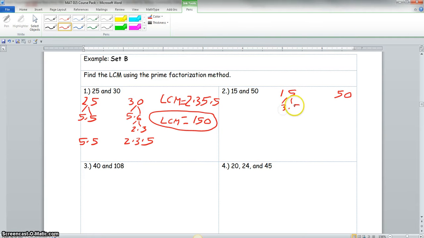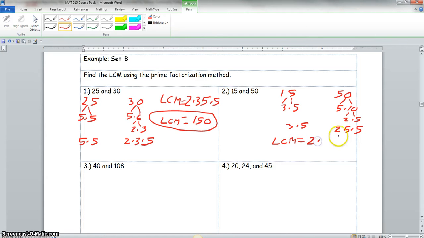15 we know breaks down to 3 times 5. 50 breaks down to 5 times 10. And 10 breaks down to 2 times 5. So our prime factorization of 15 is 3 and 5. Our prime factorization of 50 is 2 times 5 times 5. Now we look here. Our lowest number is 2. It's only contained in one of the numbers. So of course, we will write that down.